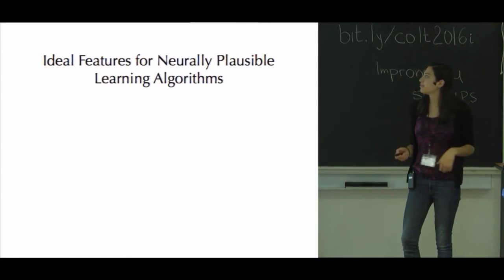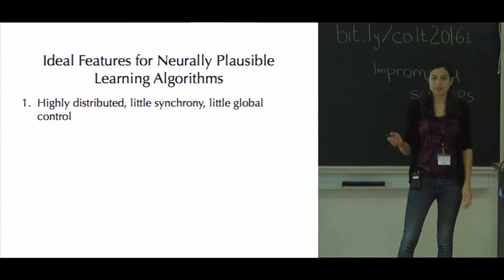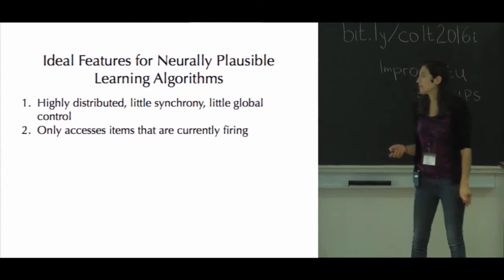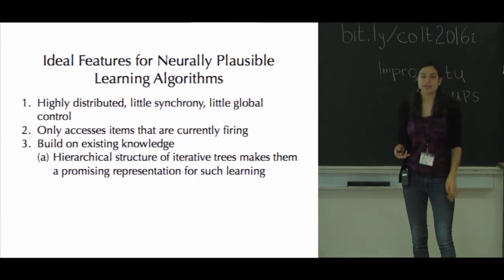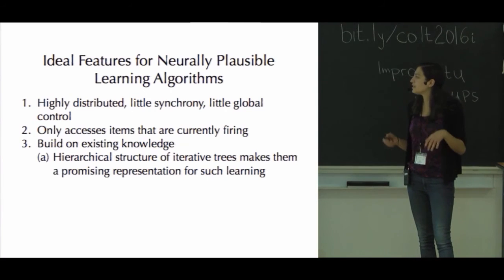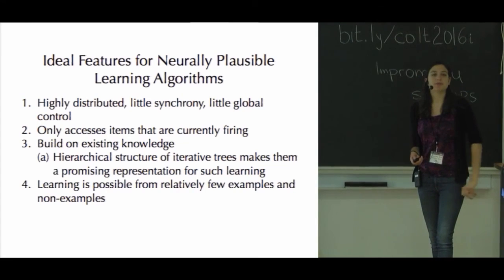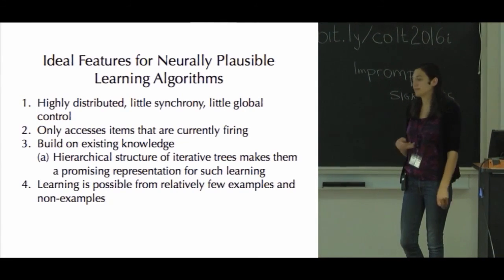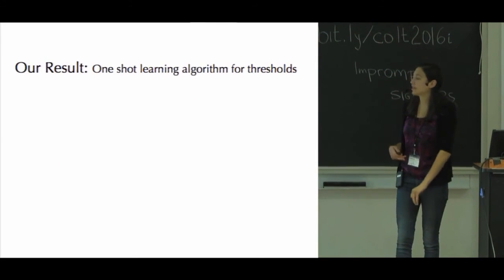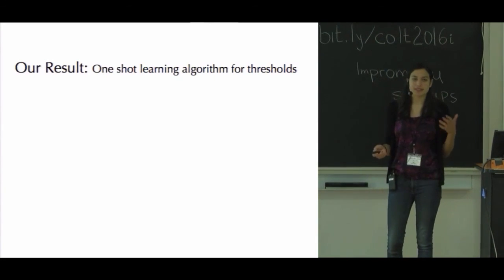So let's quickly go over some ideal features for neurally plausible learning. First, again, highly distributed, little synchrony, and little global control. Second, we only want to access information about items that are currently firing. Third, we want our learning to somehow be able to build on existing knowledge, and this is where we really believe that our representations of iterative trees are key because of their hierarchical structure. And finally, we want learning to be possible from relatively few examples and non-examples, because as people, we're able to learn this way. Our result so far on the learning front is that we have a very simple one-shot learning algorithm for thresholds.